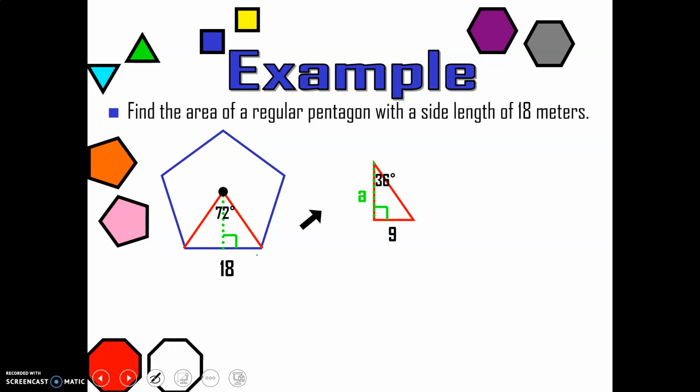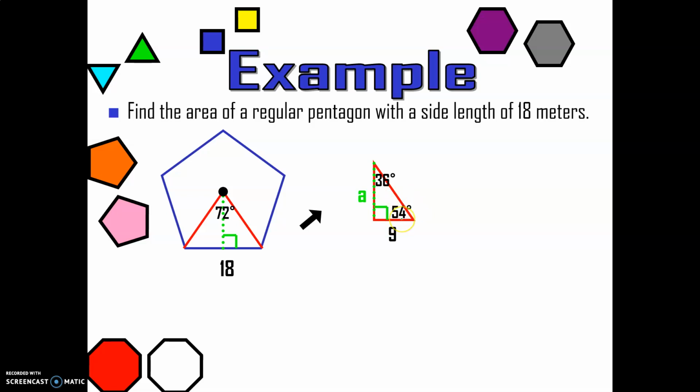You get half of that 72-degree angle, the one that you see here. 72 now becomes 36. And you get half of the side. The original 18 meter side length is now 9. Okay? And furthermore, this 36, if I subtract away from 90, will give us 54 degrees on this part of the triangle.